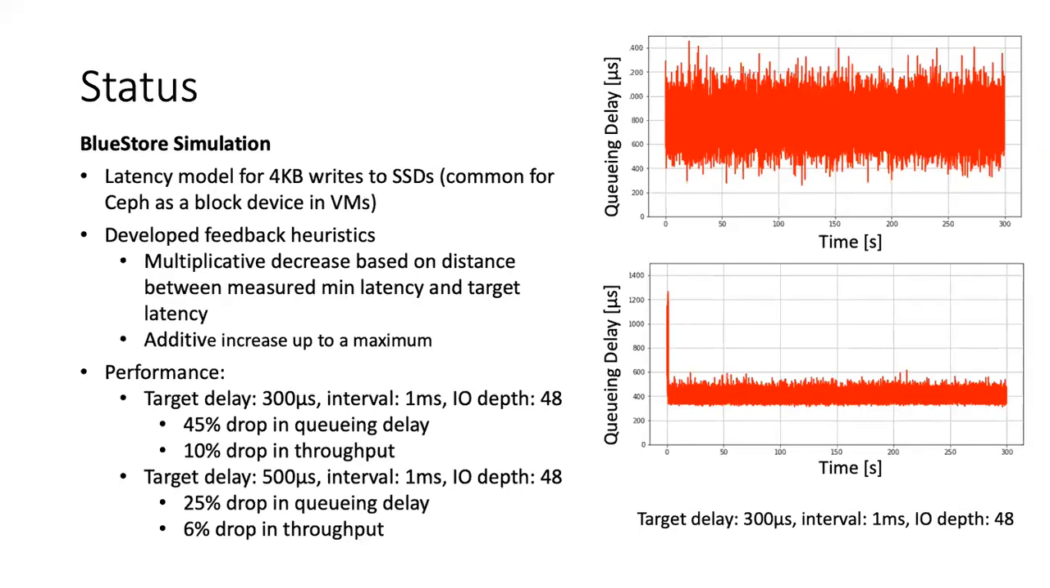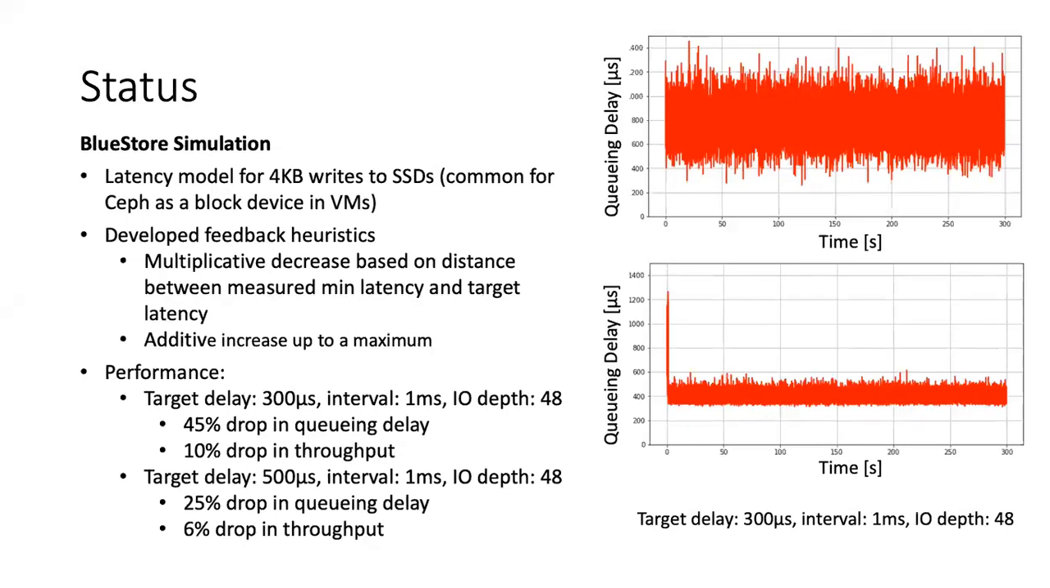We found that for our test environment, CoDel target latencies and interval lengths that are 2 orders of magnitude smaller than what is used in networks work well. For instance, a target delay of 300 microseconds, an interval length of 1 millisecond, and an IO depth of 48 achieved a 45% drop in queuing delay, while also causing a 10% drop in throughput.